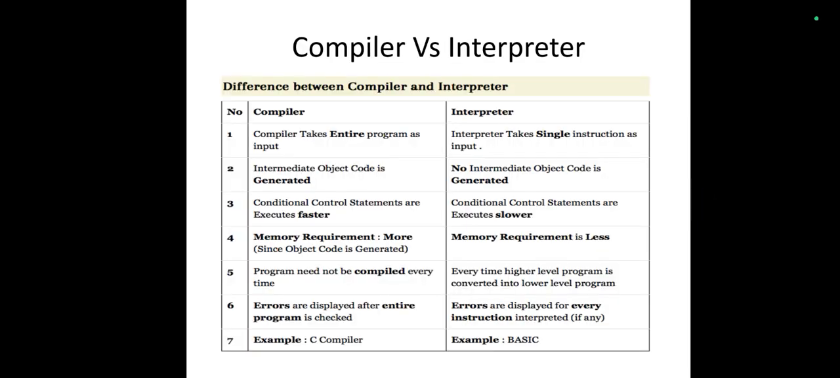So, differences between compiler and interpreter. The compiler takes the entire program as input and converts it in one go, while the interpreter is line by line executor. Example of a compiler is C program, while example of an interpreter is the Python program.